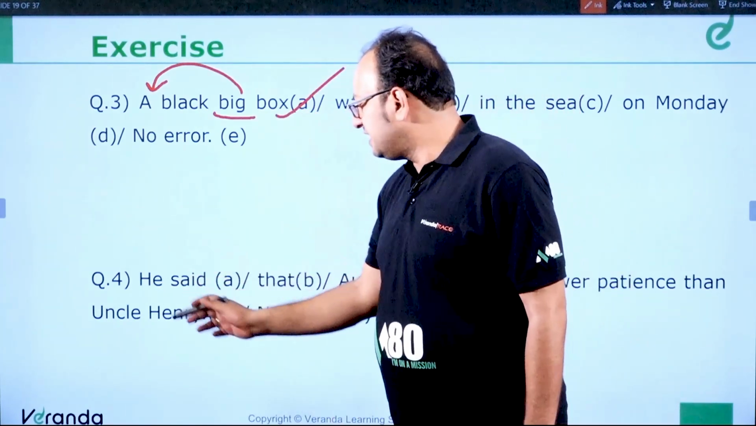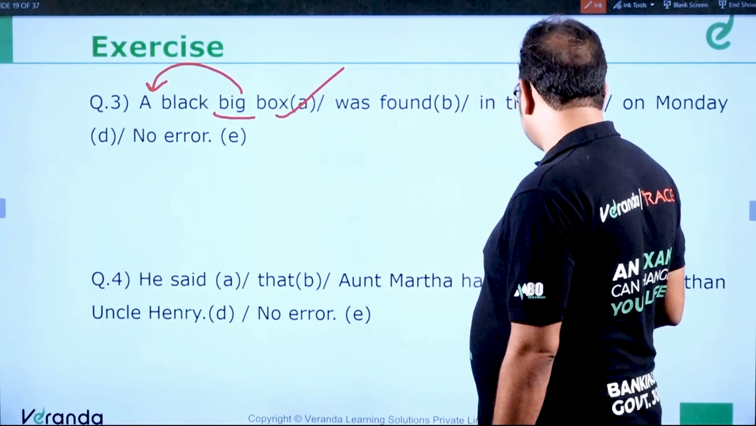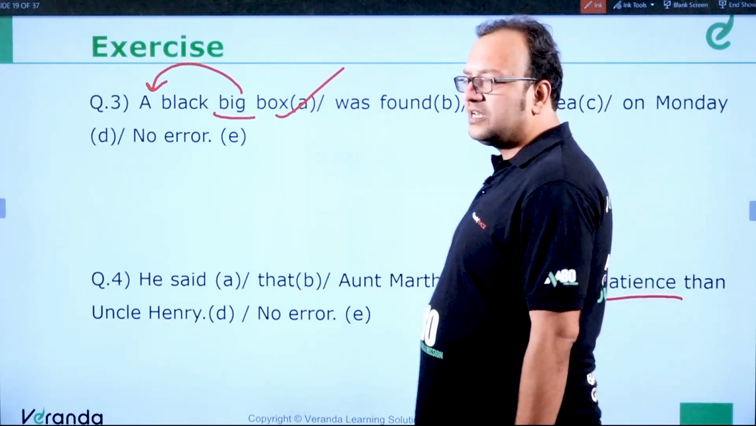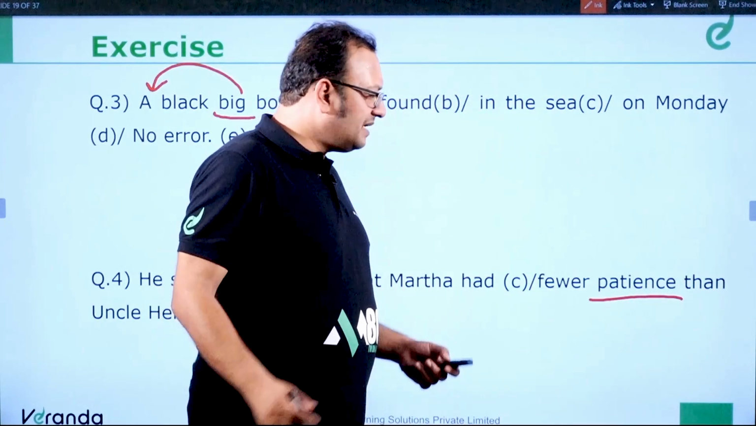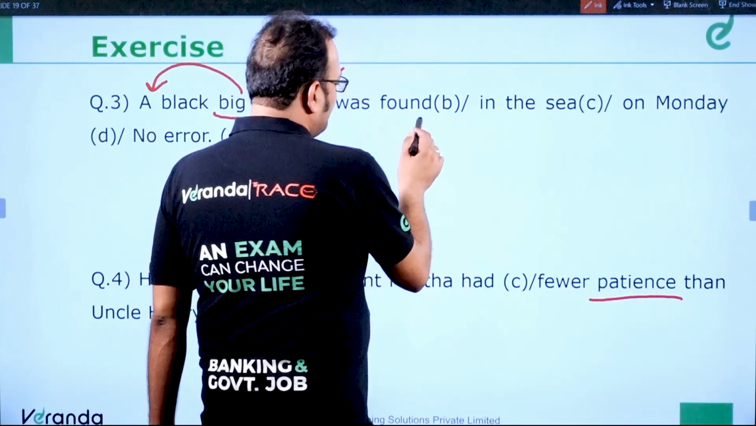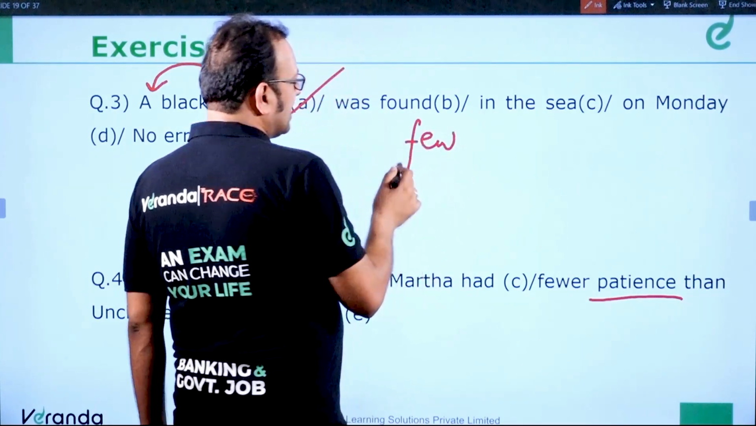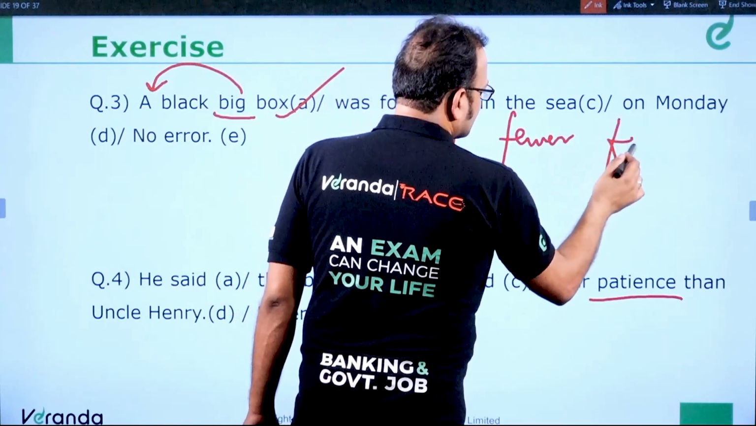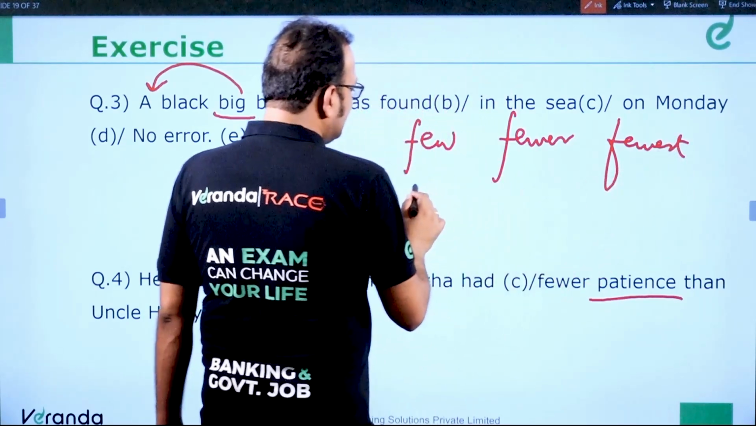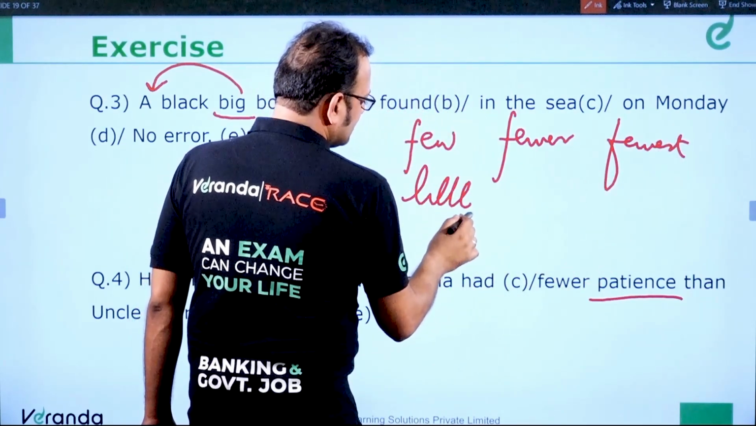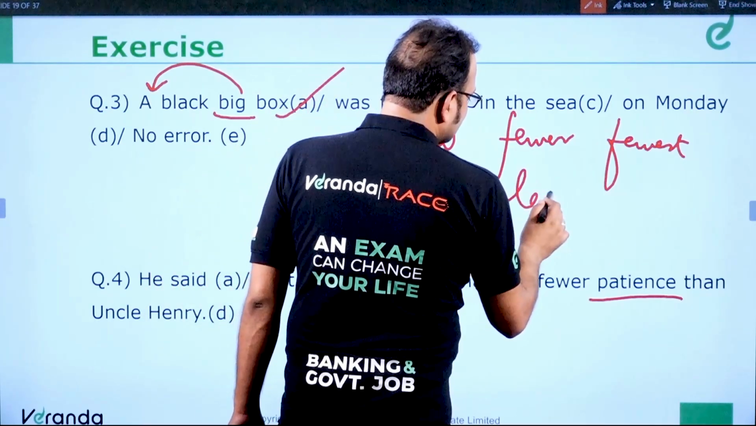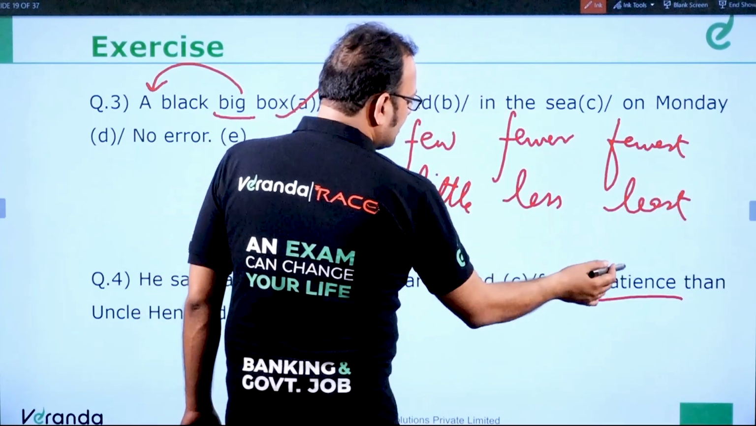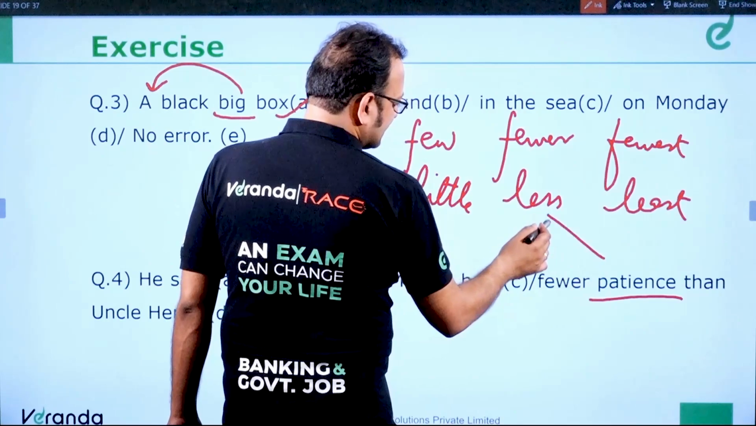Let us move ahead. He said that Aunt Martha had fewer patients than Uncle Henry. Patience is an uncountable noun. Let me explain the rule. Few is used for countable things. Comparative is fewer. Superlative is fewest. Little is used for uncountable things. Comparative is less. Superlative is least. Here, patience is uncountable, so it should be less.